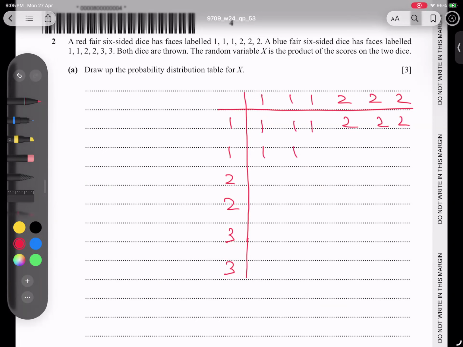Same here: 1, 1, 1, 2, 2, 2. Now 2 multiplies all the numbers. So 2 ones are 2, 2 twos are 4, and 4, and 4. So same story here.